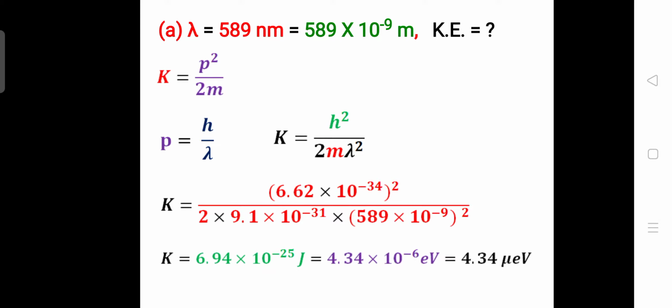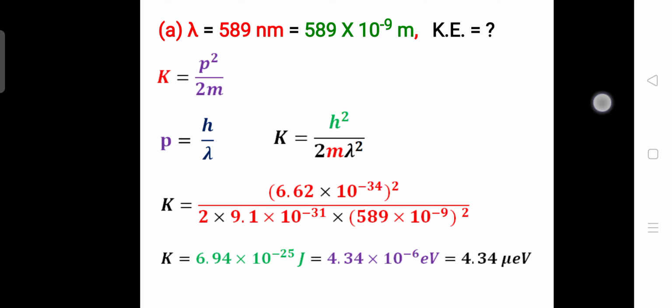We will get this answer. Kinetic energy is equal to 6.94 multiply 10 raised to power minus 25 joule. Then convert this into electron volt by dividing by 1.6 into 10 raised to power minus 19. On solving, we will get 4.34 into 10 raised to power minus 6 electron volt, and we know that 10 raised to power minus 6 is equal to micro, so the result will be 4.34 micro electron volt. So this is the kinetic energy of electron.